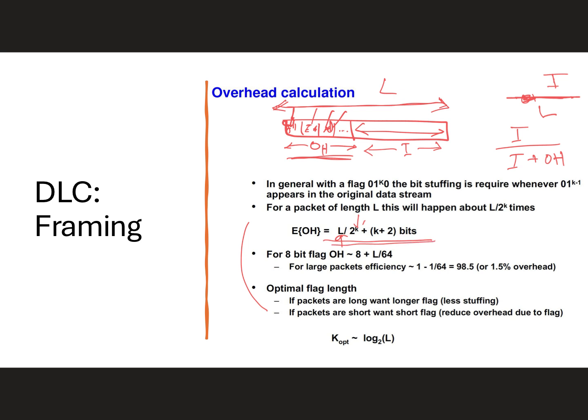And then there is another formula that tells us for a particular system what is the optimal value of K, the number of consecutive ones in the flag. And that is given approximately by this, which is just a result of solving the derivative equals to zero, famous formula for getting optimality. And this is optimal in terms of giving the highest possible efficiency, right?